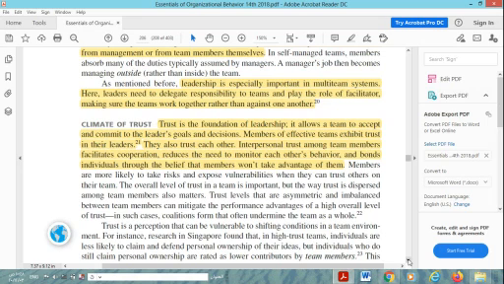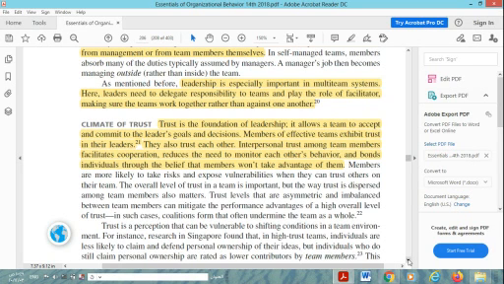Climate of trust. Trust is the foundation of leadership. It allows a team to accept and commit to the leader's goals and decisions. Members of effective teams exhibit trust in their leaders. فبالتالي احنا محتاجين الـ trust between the team members وما بين team members and leaders تبعهم. They also trust each other.